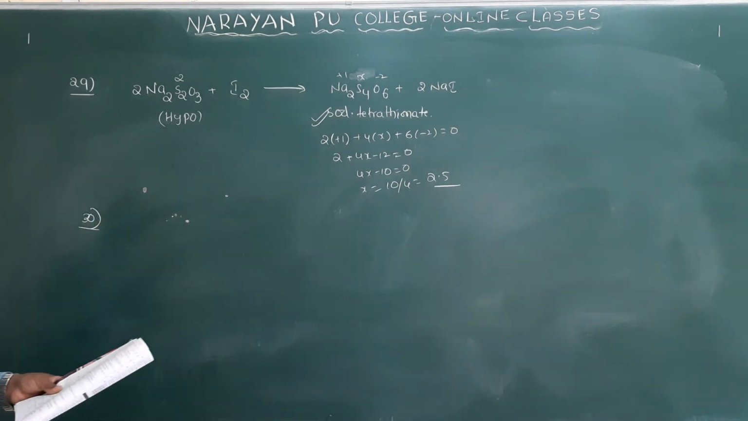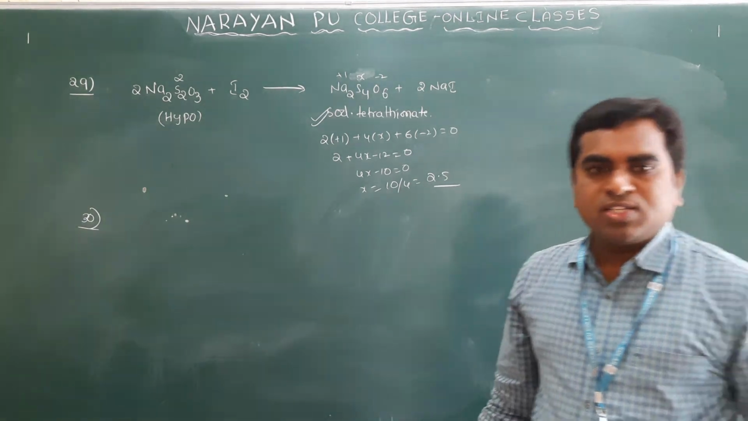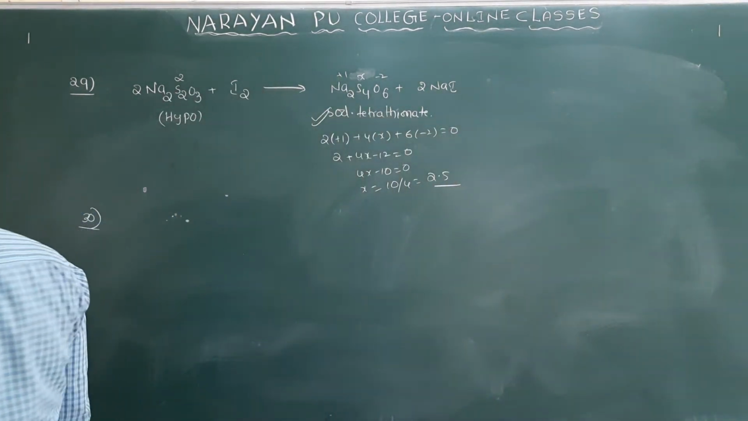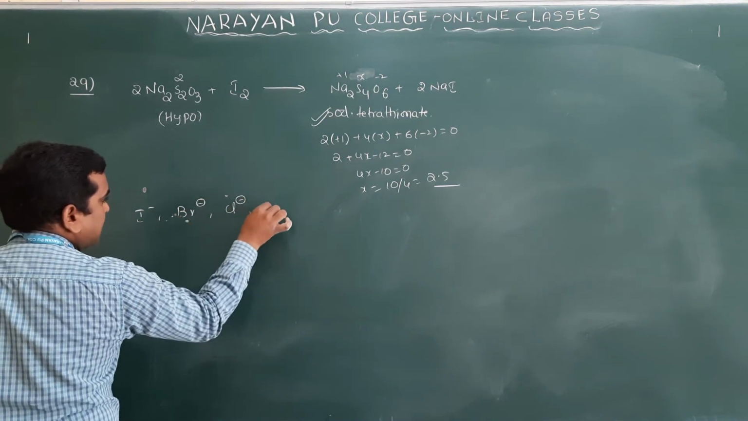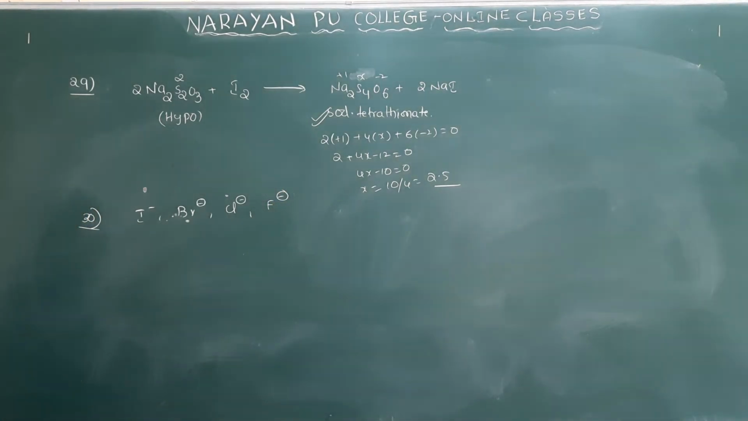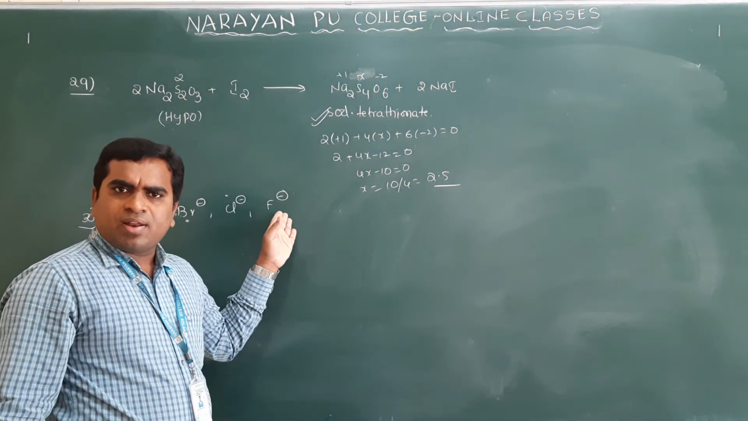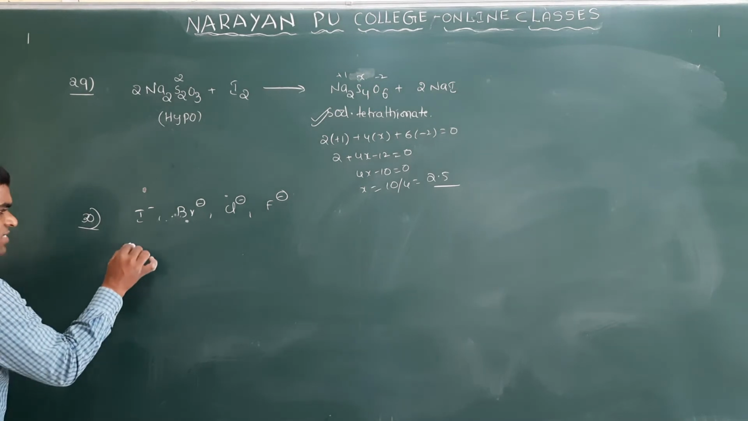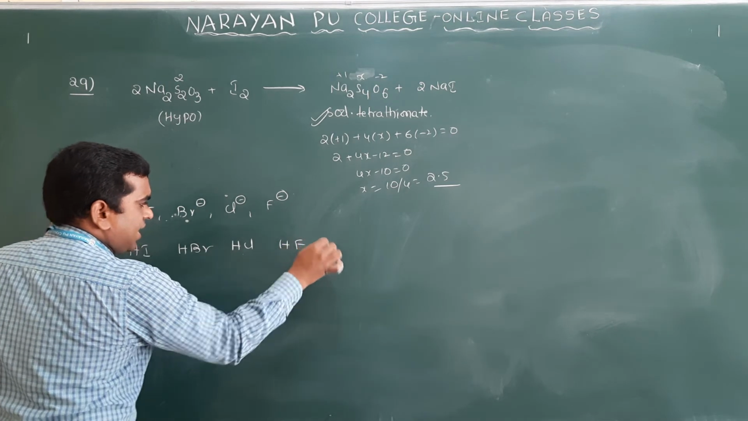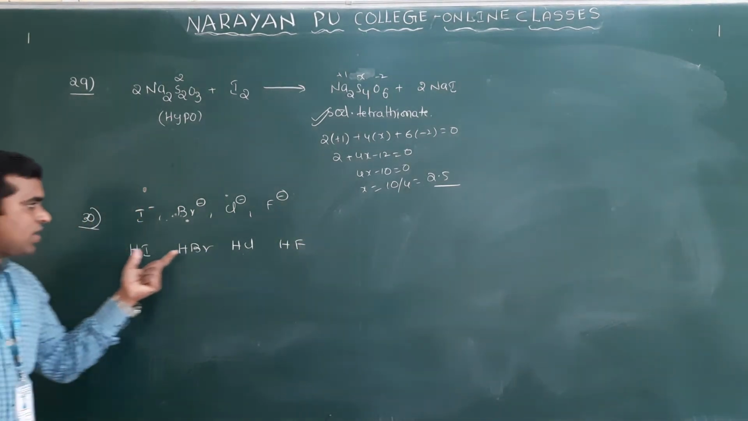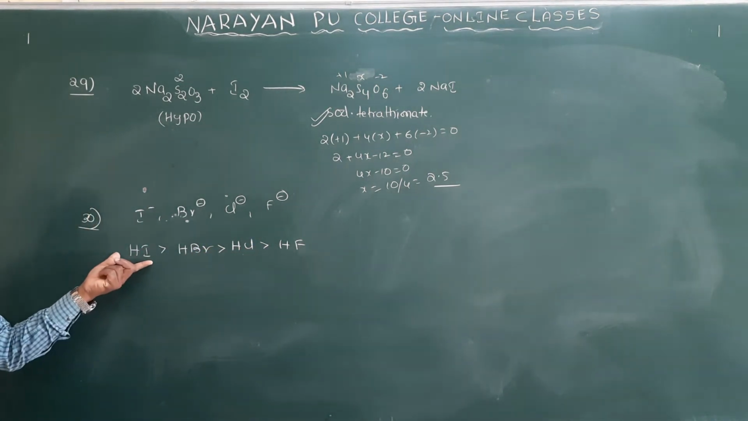Question number 30. Which one of the following is most basic? They have given here I minus, Br minus, Cl minus, F minus. Among these, which one is most basic? First write the conjugate acids for these. Conjugate acid means add H plus. Then it becomes HI, HBr, HCl, and HF. Clear? You know the acidic order for these. Which one is the strong acid? HI is the strongest acid.